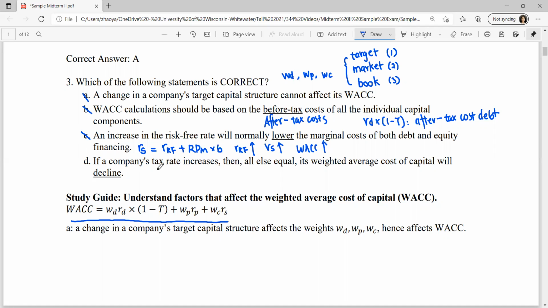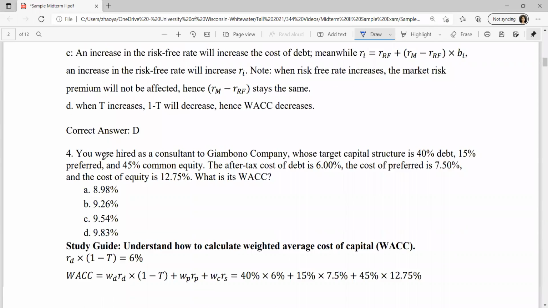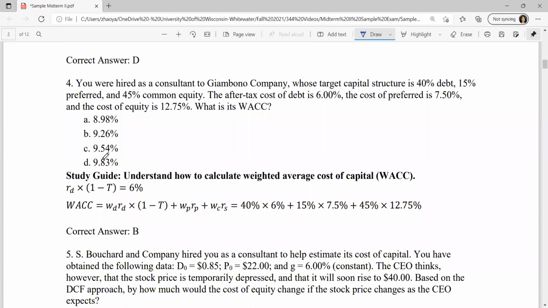D: if a company's tax rate increases, then all else equal, its weighted average cost of capital will decline. This makes sense because when T increases, 1 minus T will decrease. So the after tax cost of debt will decrease, and the weighted average cost of capital will decline. The correct answer is D. Question 4.